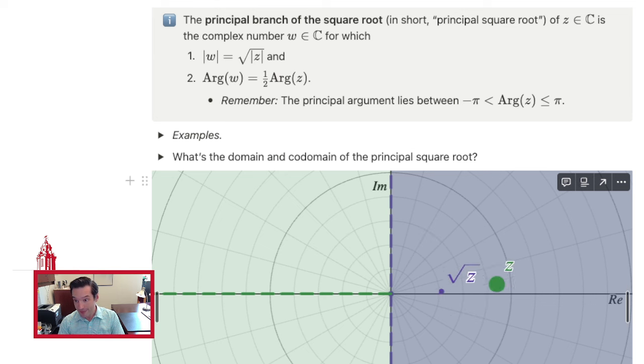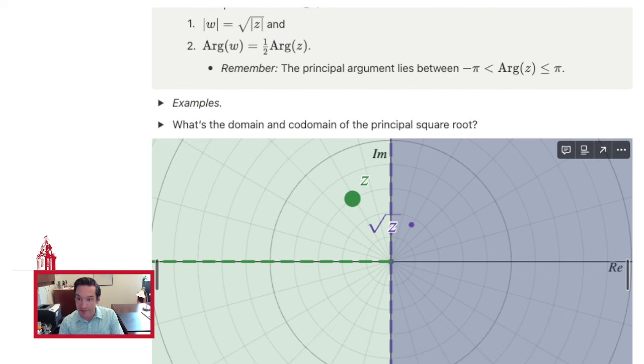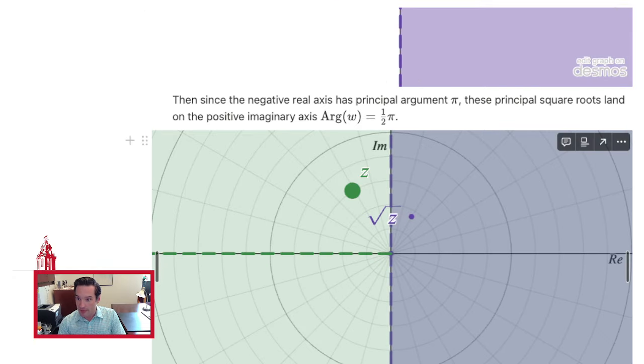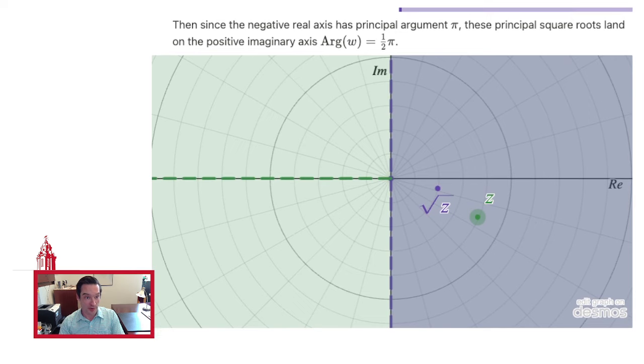Well, it looks here like my z's can have any principal argument that I like, and if the argument is strictly between minus pi and pi, so in other words, if I don't pick a z that's on the negative real axis, then it's pretty simple to see that when I cut its argument in half, I'm going to get something which is in the open right half plane of the complex plane. So this is the original example that we looked at a couple of minutes ago, right?